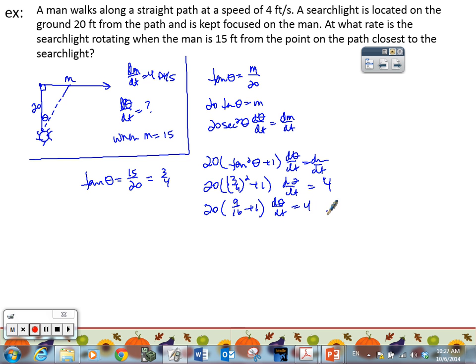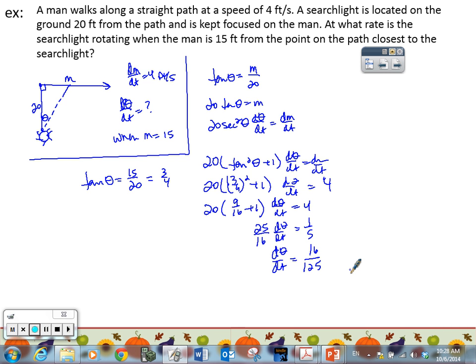So I move the 20 over. That gives me a 1/5. And what is that? 16 plus 9 is 25. So 25/16. I solve for d theta by multiplying by the reciprocal of 25/16, and I get 16 over 125.